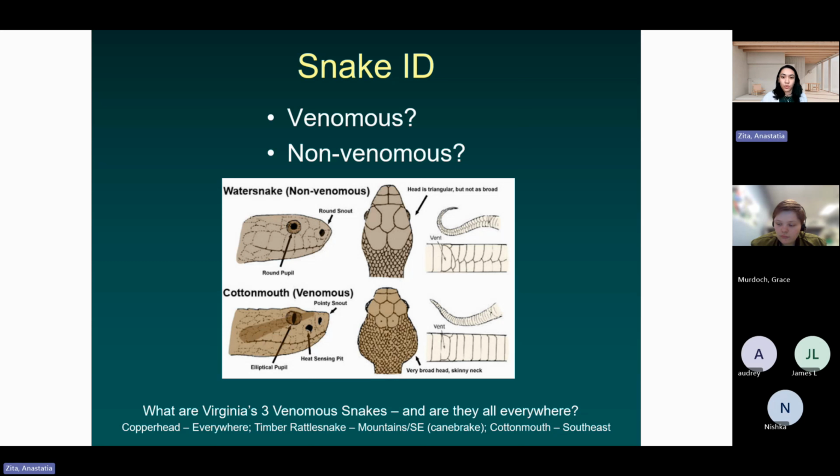There are 3 venomous snakes in Virginia. Those would be the copperheads, timber rattlesnakes, and cottonmouth snakes. The copperheads can be found all over Virginia. Timber rattlesnakes are mostly up in the mountains and the southeastern regions, and the cottonmouths are also found in the southeast.